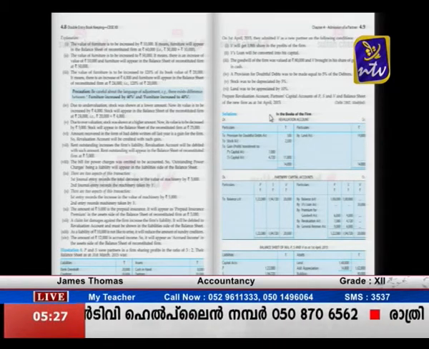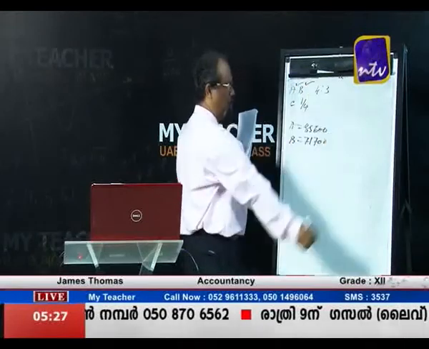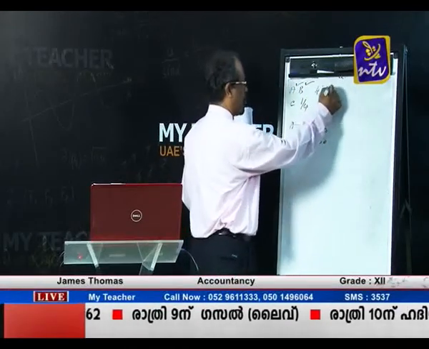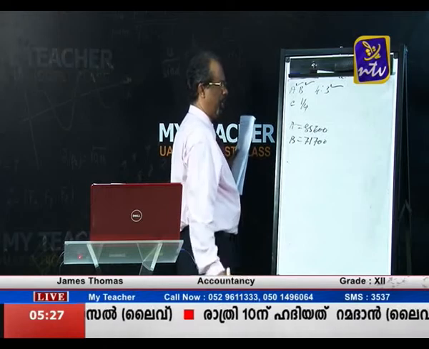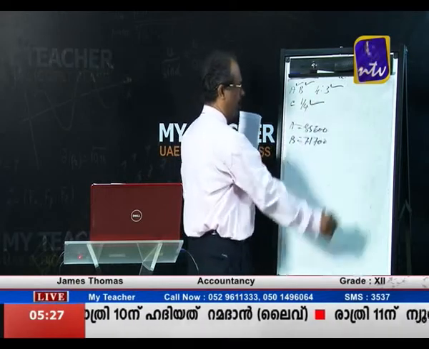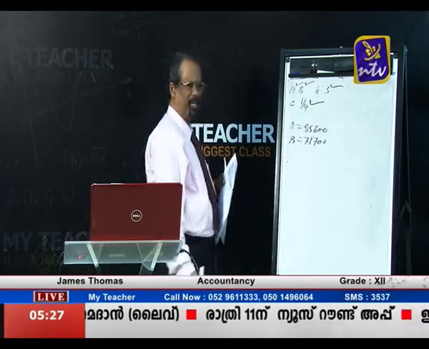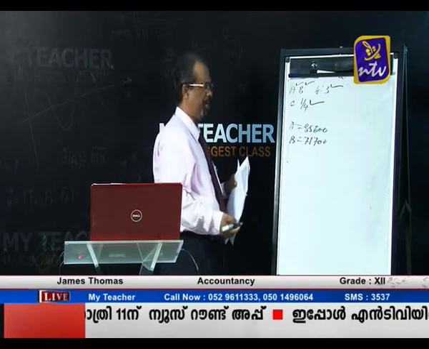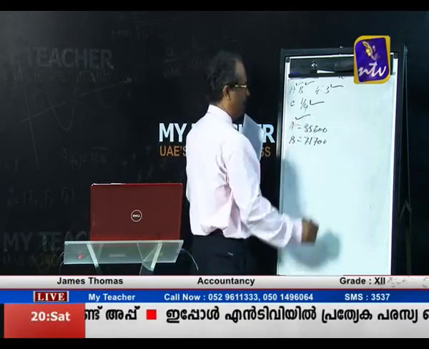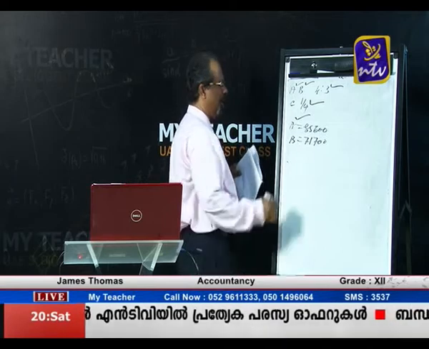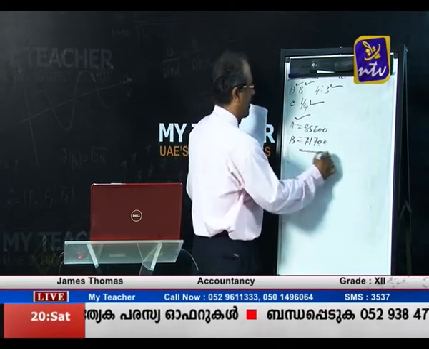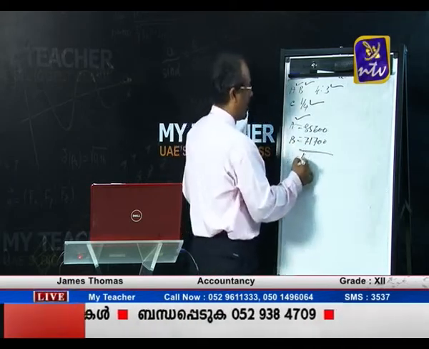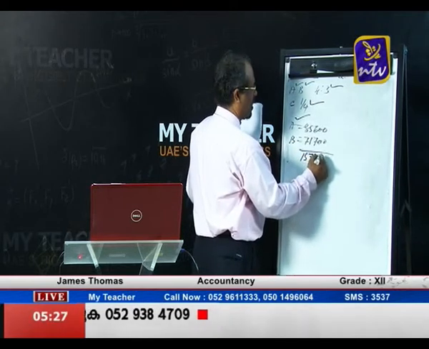Now you can see our example: A and B are old partners, and the ratio is 4:3. They are going to appoint a new partner C for a 1/4 share, and their capital is given in the question. A's capital is 85,600 and B's capital is 71,700. So now you can take the total, that is 1,57,300.